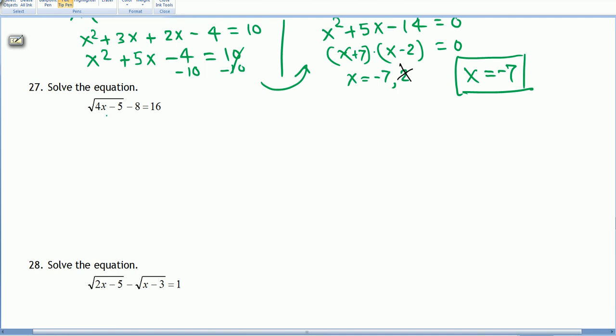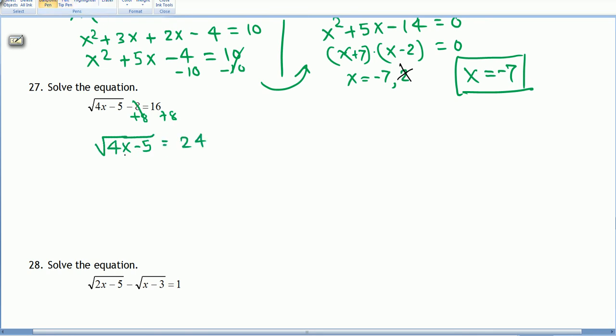27, so we have a square root of 4x minus 5 minus 8 equals 16. To get rid of this square root, we need to square. Okay, to square, we need to isolate this square root in left side or right side. For that, let's move 8 to the other side, because 8 and 16, they are like terms. So add 8. So we have now square root of 4x minus 5 equals 16 plus 8, 24.